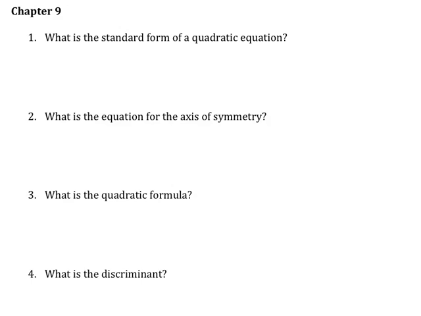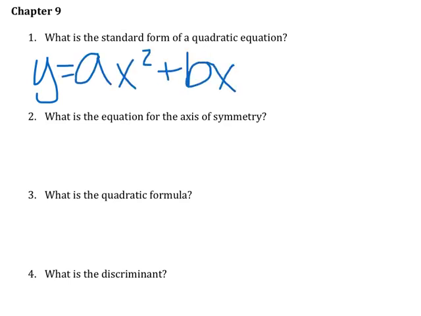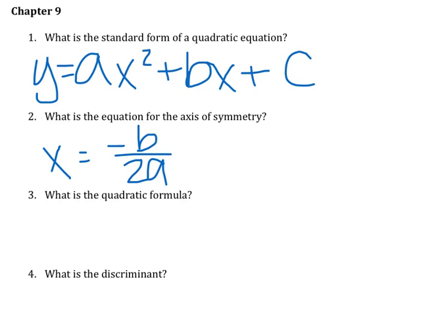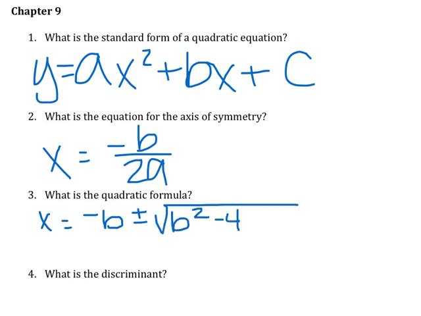What's the standard form of a quadratic equation? That's y equals ax squared plus bx plus c. What's the equation for axis of symmetry? That's x equals negative b over 2a. What is the quadratic formula? That's x equals negative b plus or minus the square root of b squared minus 4ac all over 2a.